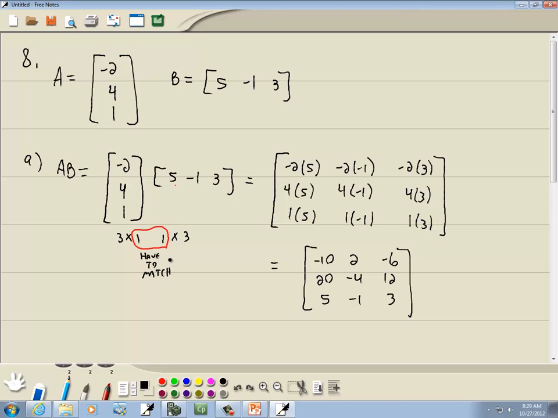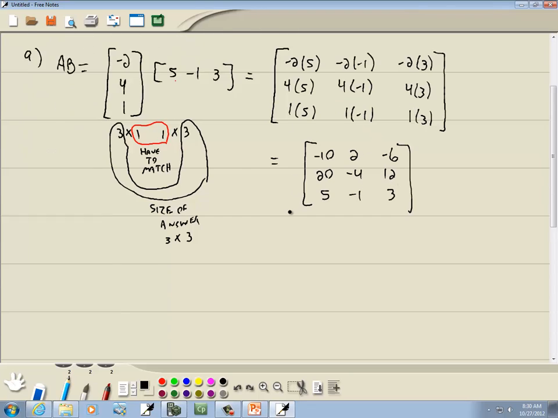So those have to match. Now there are outer ones here. These don't have to match, but these give us the size of our answer. So that tells us we're going to have a 3 by 3 as our answer. Well, we do. We have 3 rows and 3 columns.